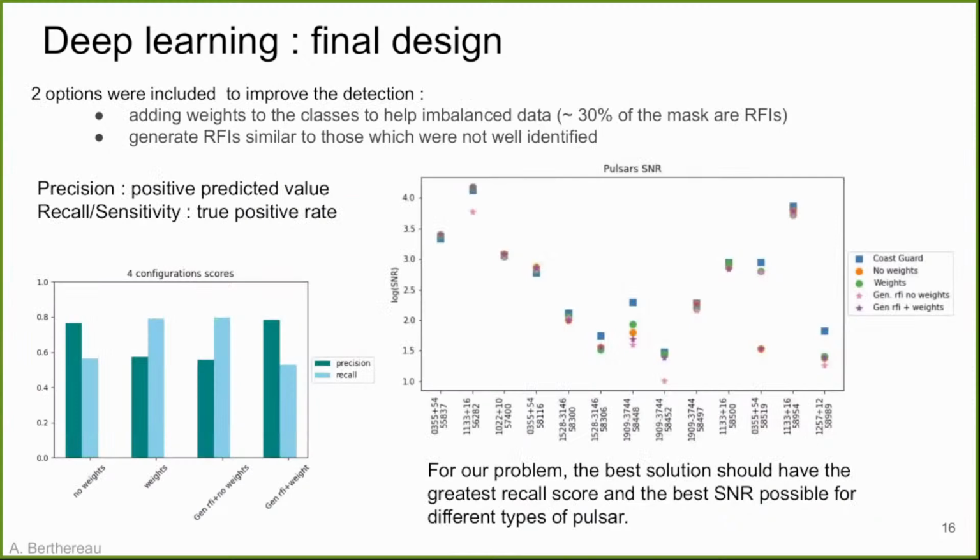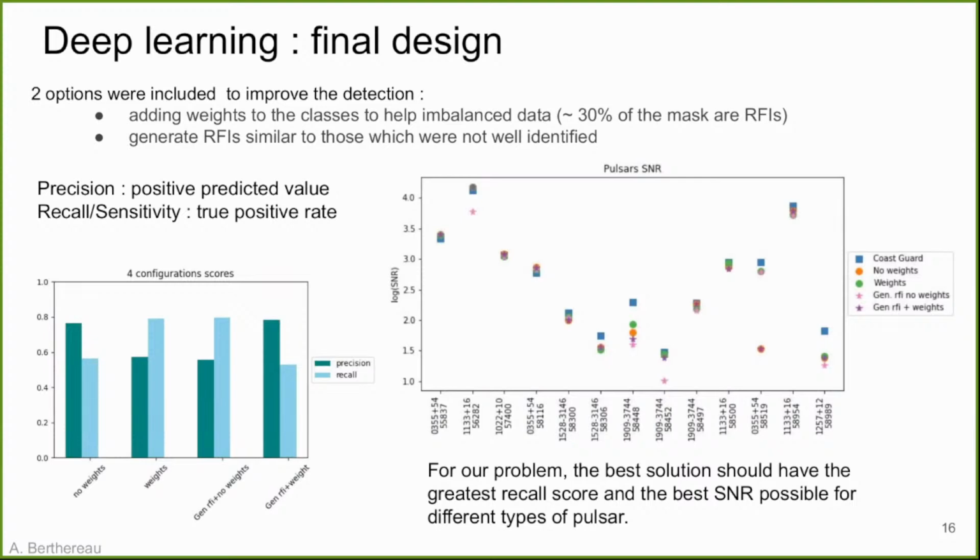From these two options, we then had four different configurations. We have a network with no weight and no generated RFI, a network with weight, a network with generated RFI but no weight, and a network with generated RFI and weight. We tested these four different configurations. And we measured some metrics to help our decision.